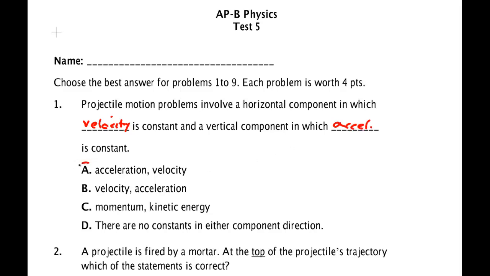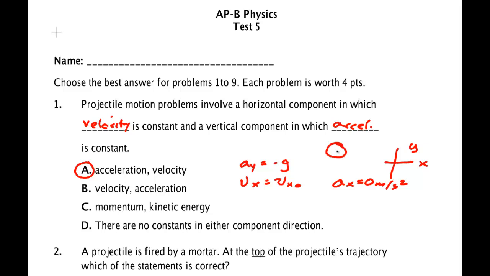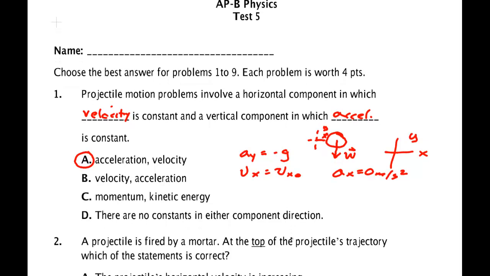So this is A. Remember, Ay would be equal to minus g, assuming that you've set your coordinate system up like this, and Vx is equal to Vx naught, because Ax is equal to 0 meters per second squared. And you can see that now that we've covered forces by the fact that the free body diagram would simply have a single force, weight, acting in the y direction and no forces along the x. So now that we covered chapter 4, it makes it even easier to understand why that is.